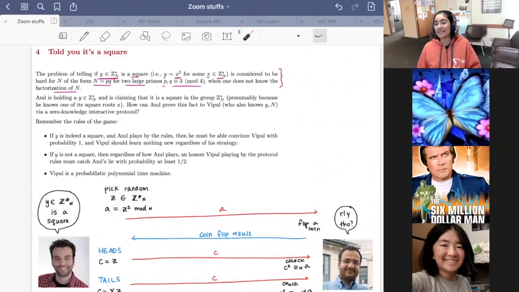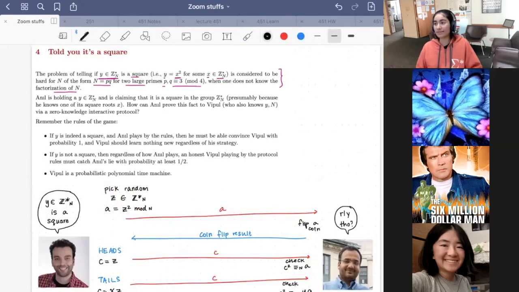So in the tails case, maybe he can design his a to be something such that the square root of a, when you multiply it, you get ya out of here. But the claim is that if he maliciously picked his a and didn't follow protocol, didn't pick some random thing up here, if he decided to pick his a in such a way that the z that would work out would make this check succeed, this check must fail. So in other words, with probability 1/2, Vipul always catches him in his lie.